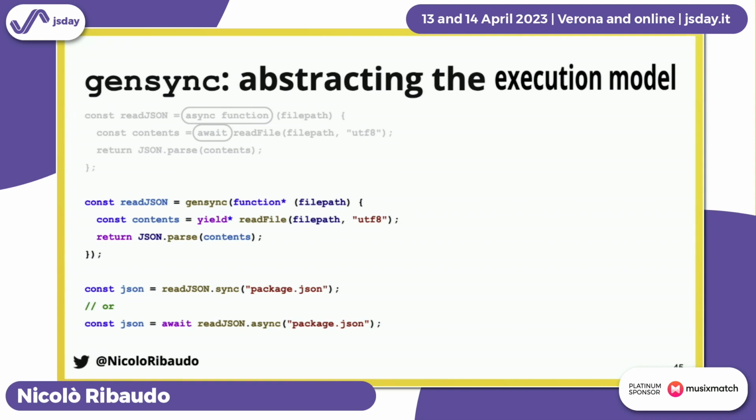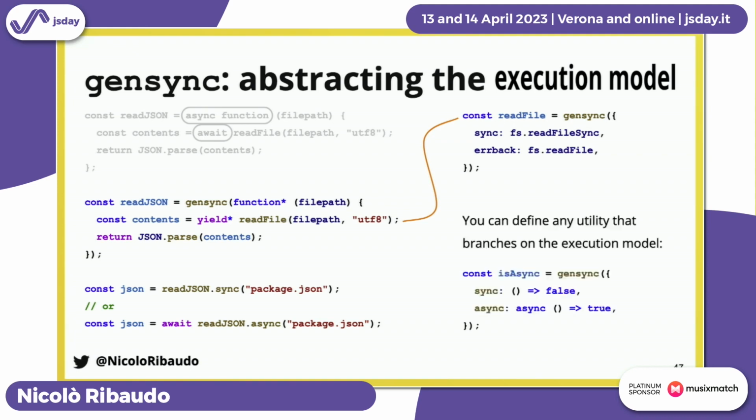And we just need to make sure to provide the correct entry points. So readFile cannot just be an asynchronous function. It needs to be a gensync function that can run either synchronously or asynchronously. And you can define all the utilities you want that branch depending on whether it's sync or async.